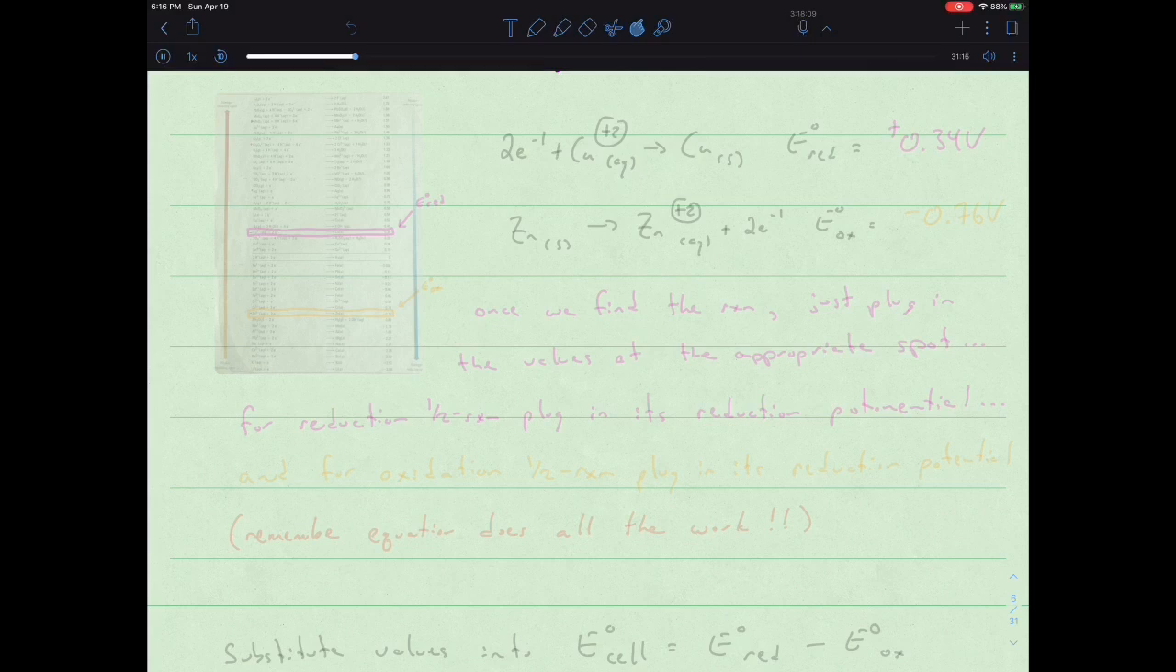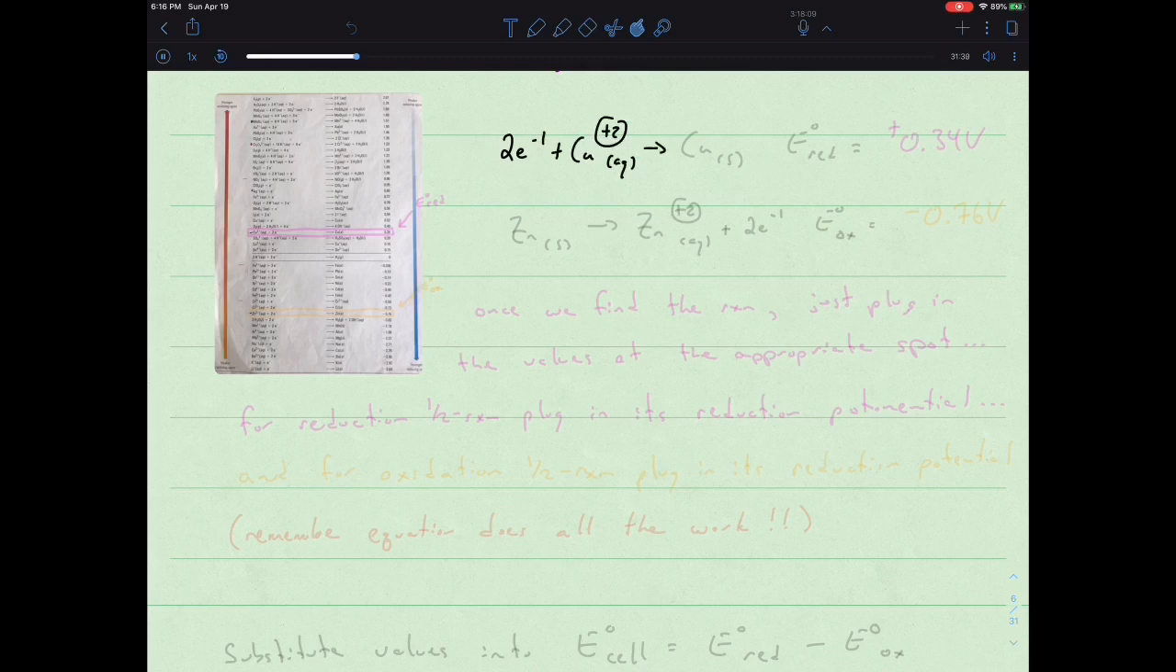Such as what we have here. So we need to look up these values for the copper, going to copper solid, and we need to look up the value for the zinc, going to zinc plus 2.